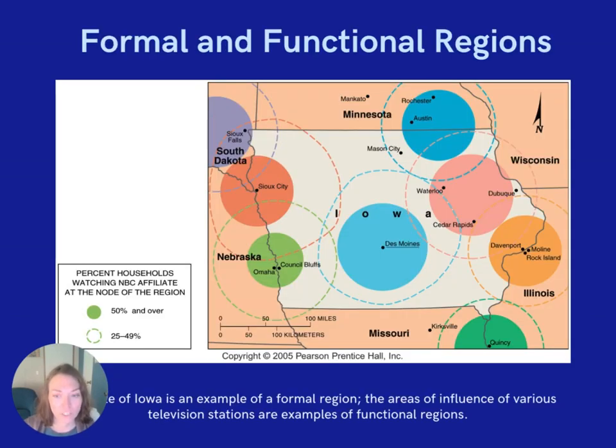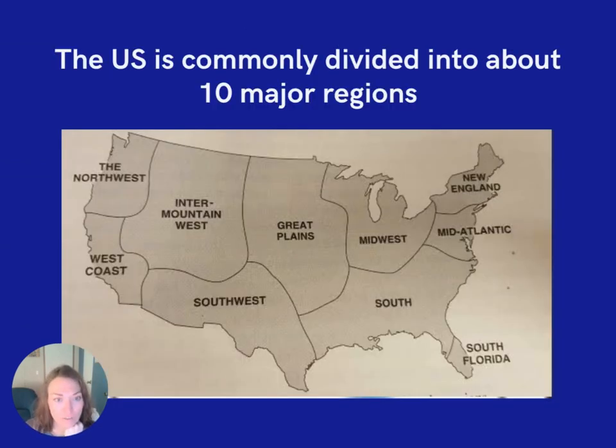And then we can jump into our different regions. We have formal, functional, and vernacular as our main types. Formal is like a state, which would be a good example. Functional is a node of influence, like a train station or a college campus, something that influences a radius outside of it. I have more detail on these slides.